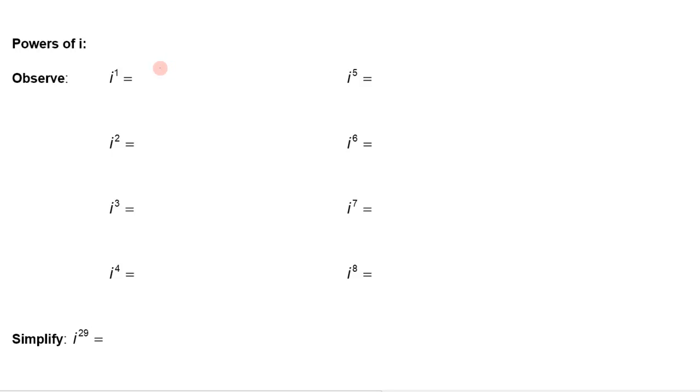Hi everyone. In this lesson we want to investigate the powers of i to see an interesting pattern. Notice that anything to the first power is just itself, so i to the first power is i, and i squared we know is equal to -1.